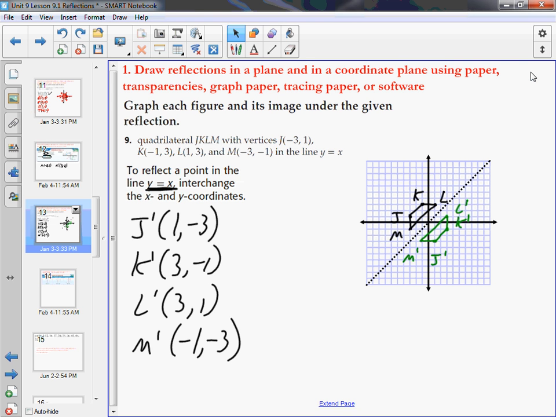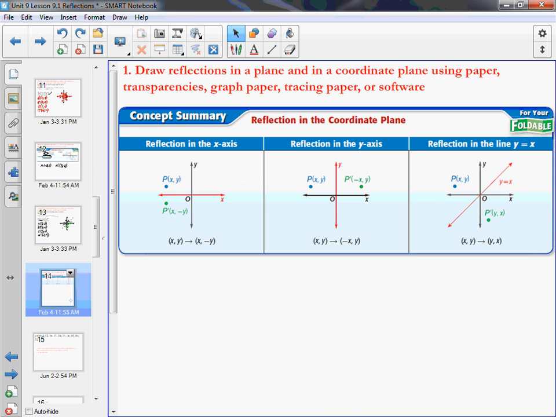If I connected L and L prime, would that segment be perpendicular to the line of reflection? Sure. If I connected any pair of corresponding points, that segment will be perpendicular to the line of reflection, and L and L prime are the same distance away on opposite sides of the line of reflection. Same thing with K and K prime, and so forth. Now, at the bottom of page 618, they summarize that.